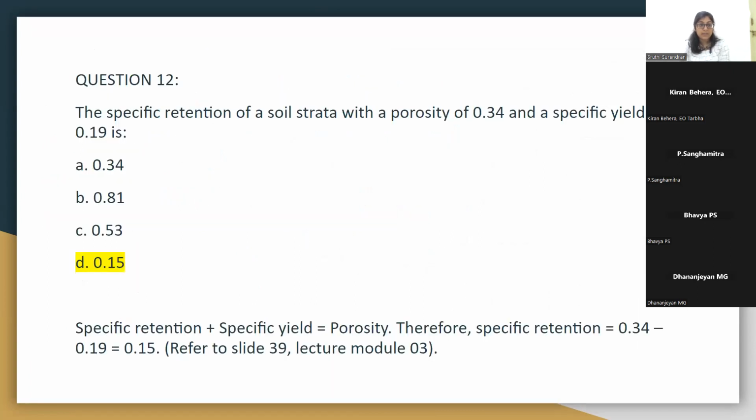So here we have been given the specific retention and porosity value, right? So the answer will be SY plus 0.19 is equal to 0.34. So 0.34 minus 0.19 will give you 0.15, and that is the answer for this question.